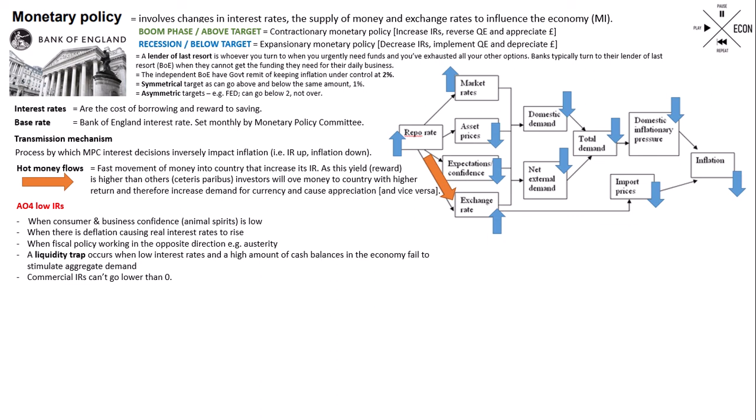interest rates. So in 2021, interest rates were 0.1% set by the Bank of England. Obviously, as an expansionary policy, you can't really go much lower than that. So that's another critique of interest rates.